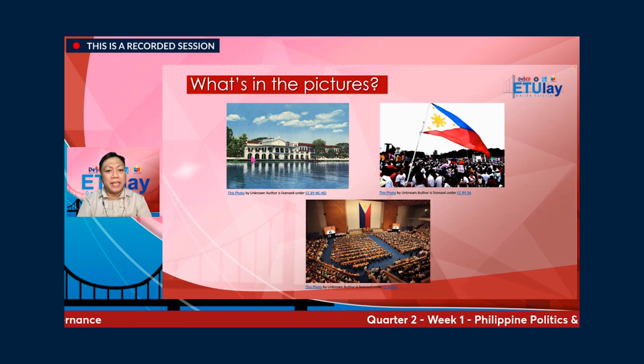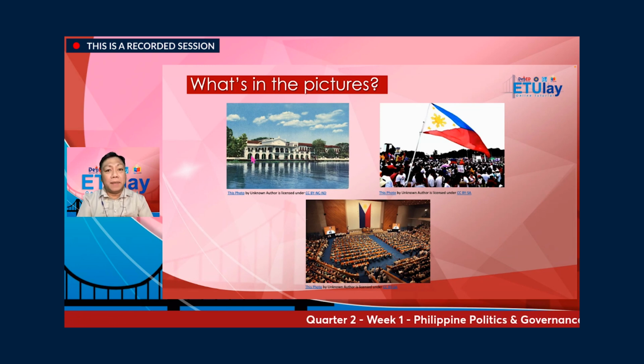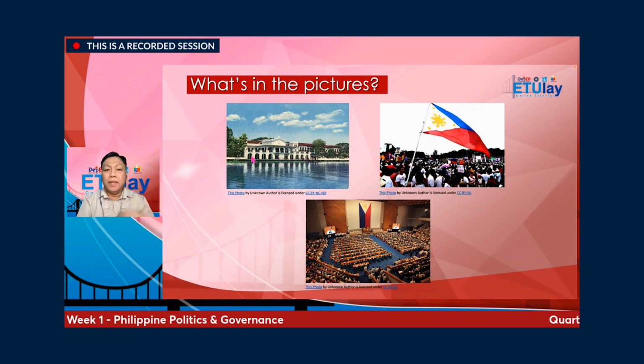The third picture is, yes, that's the joint session of the Senate and the House of Representatives during the SONA or the State of the Nation Address of the President of the Philippines. So these are the lawmakers which make the laws for the land in order for the people to follow, and of course to examine the constitutionality of the different types of laws in our country. So we have the seat of government, we have the people, and we have the lawmakers.